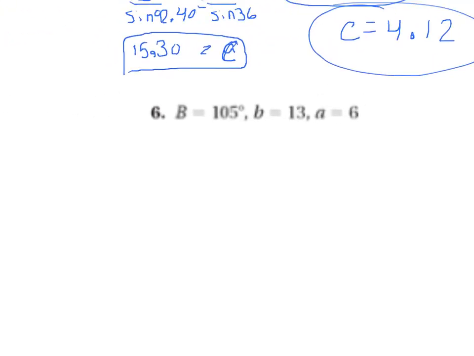So 6, see how it's 105? That means there's only one, so we're going to not do that one. So let's look at this. Let's look at number 5. So it's an acute. So step 1, draw the triangle again.